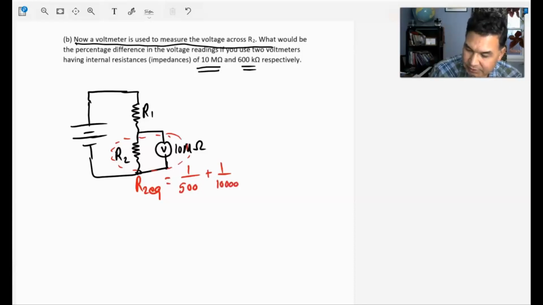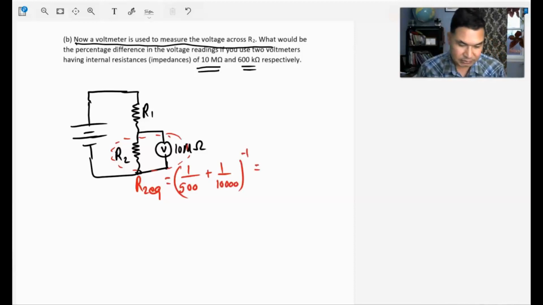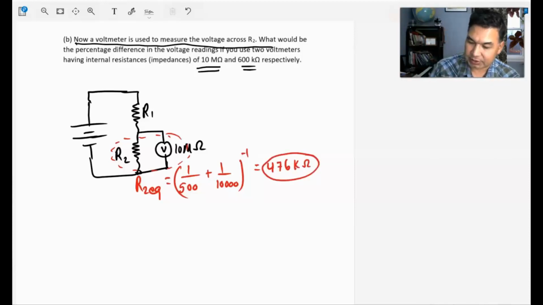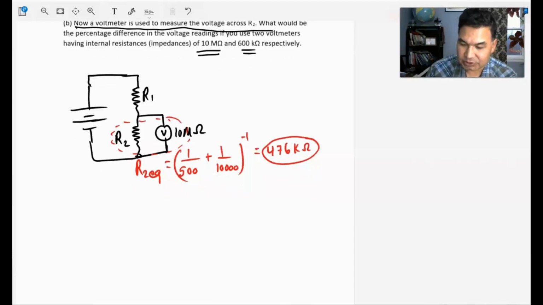And there's an inverse. Let's find that out first. 1 divided by 500, 1 divided by 10,000 kilo ohms, and its inverse. So I have 476 kilo ohms as the effective resistance. So you can clearly see the effective resistance has decreased.